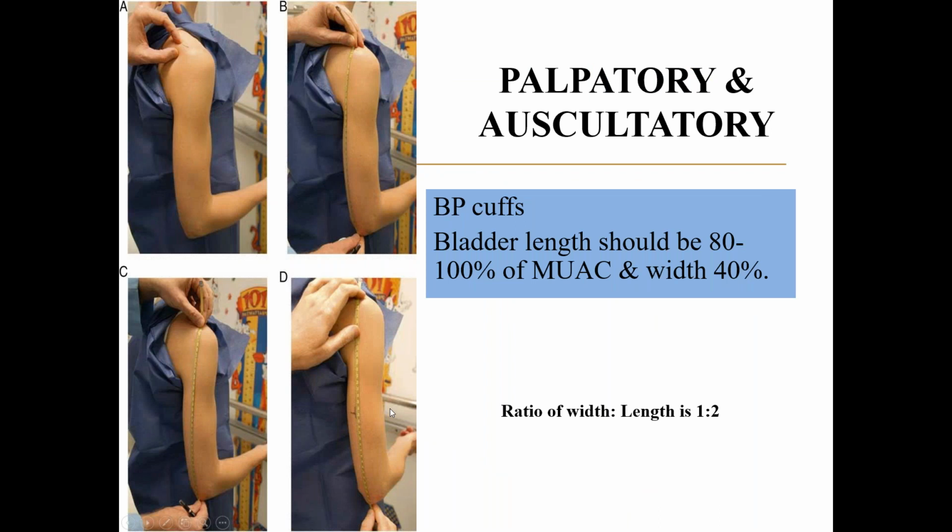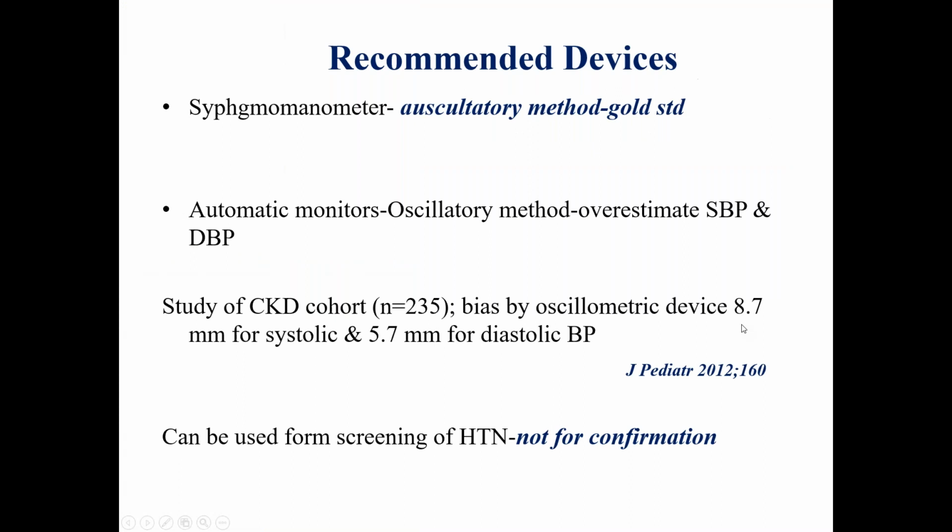If you just know the mid-arm circumference of the child, you need to use a cuff width which is 40% of that. So if the mid-arm circumference is 14, you need to use a cuff width of somewhere around 6 centimeters. That's it. So this is the only thing that you need to remember. And if you look at the ratio of width to length, it is 1:2. So if you have a width of 6 centimeters, automatically the length would be 12 centimeters.